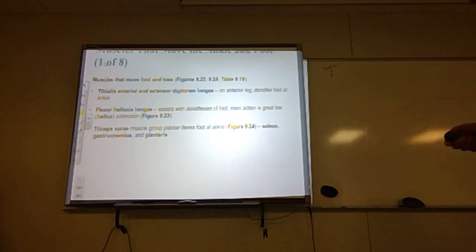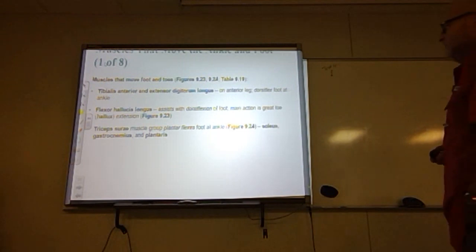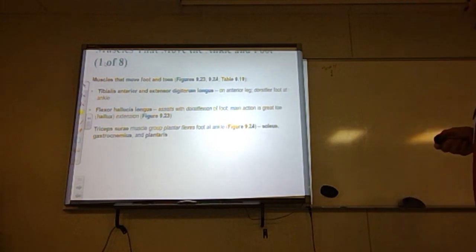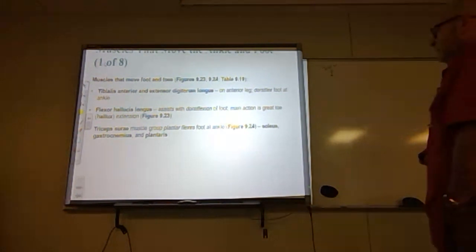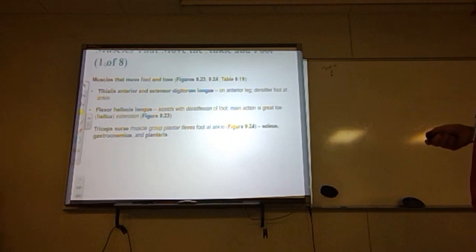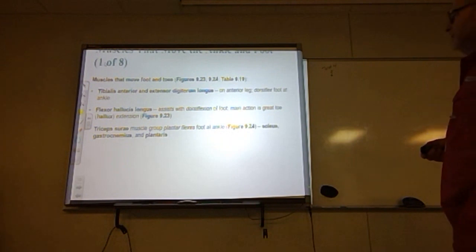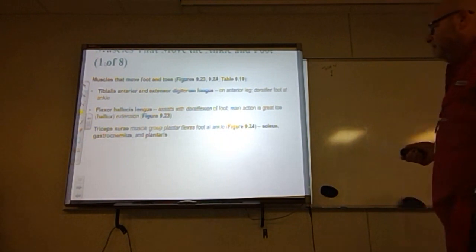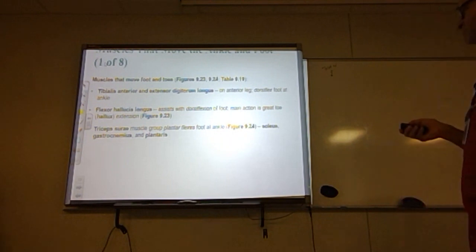Muscles that move the foot and toes: the tibialis anterior and extensor digitorum longus on the anterior portion of the leg dorsiflex the foot at the ankle. The extensor hallucis longus assists in dorsiflexion of the foot. Its main action is great toe extension. The triceps surae muscle group plantar flexes at the ankle: the soleus, the gastrocnemius, and the plantaris muscles.